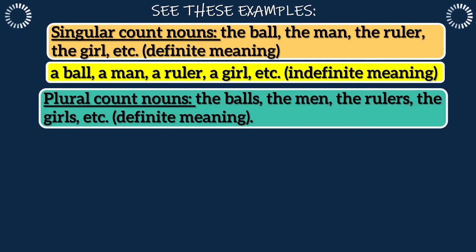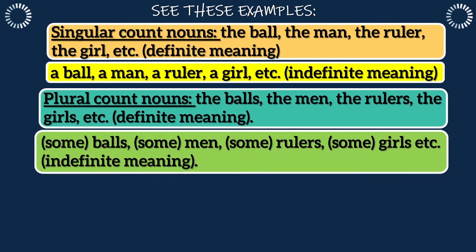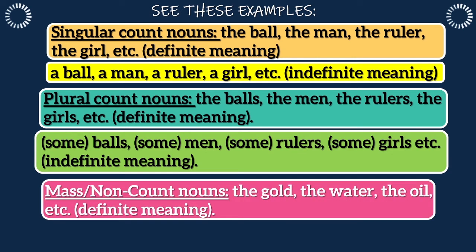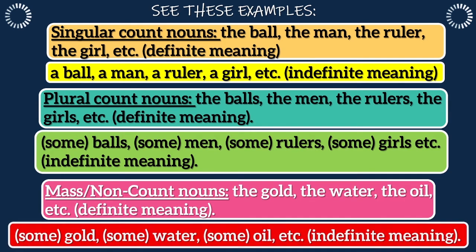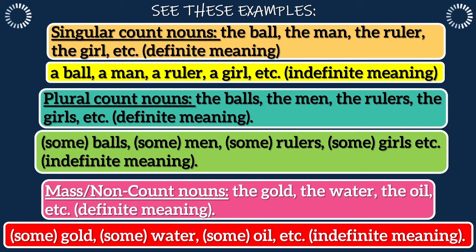Let's see plural count nouns: the balls, the men, the rulers, the girls, and so on and so forth. You see definite meaning coming there. Or you can use some, as you have in some balls, some men, some rulers, some girls, and so on and so forth. Some there is an example of an indefinite determiner, which also indicates indefinite meaning. In terms of mass or non-count nouns, you have the gold, the water, the oil. These are definite. On the other hand, in terms of expressing indefinite meaning, you have some gold, some water, some oil, which express indefinite meaning.